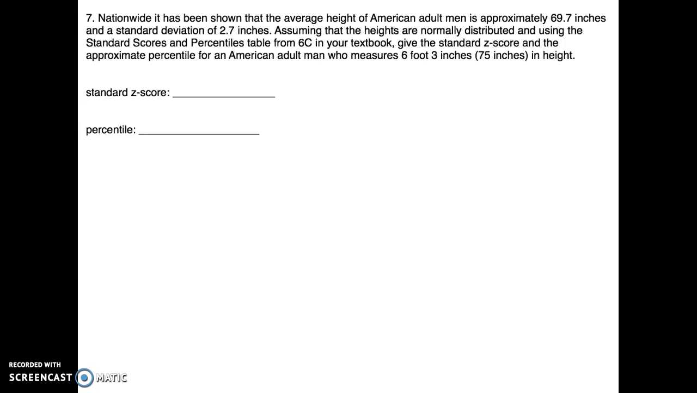Okay, this is the second part of 6C. So I went over numbers 3, 4, 5, and 6 on part 1. So this one I'm going to go over number 7 and number 8.